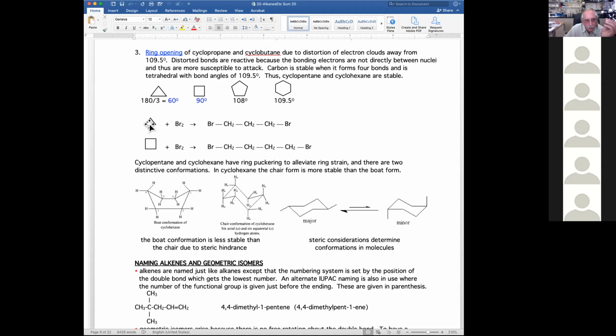So notice that one carbon needs another bond, right? Excuse me, I gotta put this back on. So when I open this up, this carbon needs another bond, so does this one. So the two things that are breaking the bond go on the external carbons.